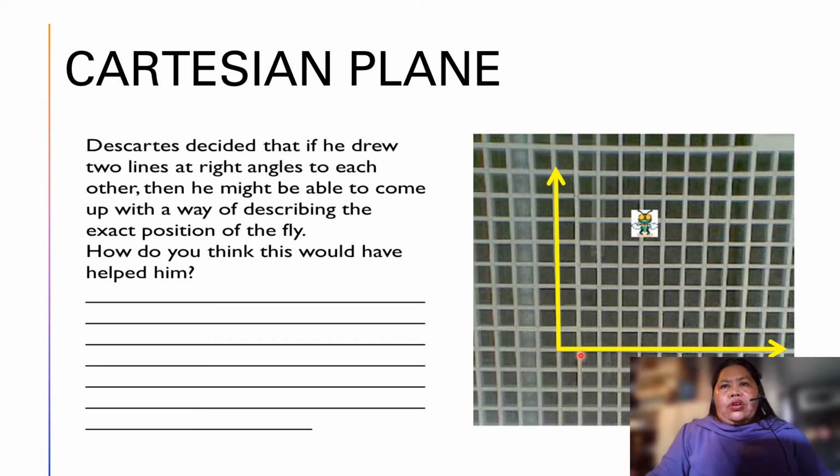Okay, so here we have two lines. Okay, so this is the roof, for example. So it has a grid.